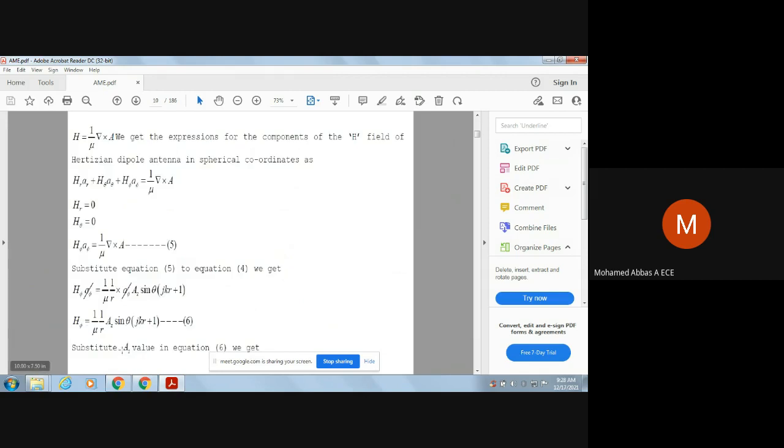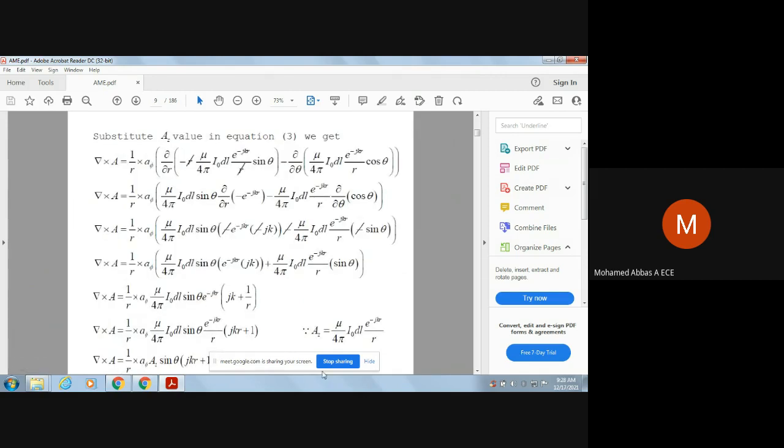And after the simplification, we arrive at the equation, that is del cross A equal to 1 by r A pi az sin theta into jkr plus 1. So all substitutions are made and we are simplifying the equation, and finally we are arriving at equation number 4. So del cross A is equal to 1 by r A pi az sin theta into jkr plus 1.